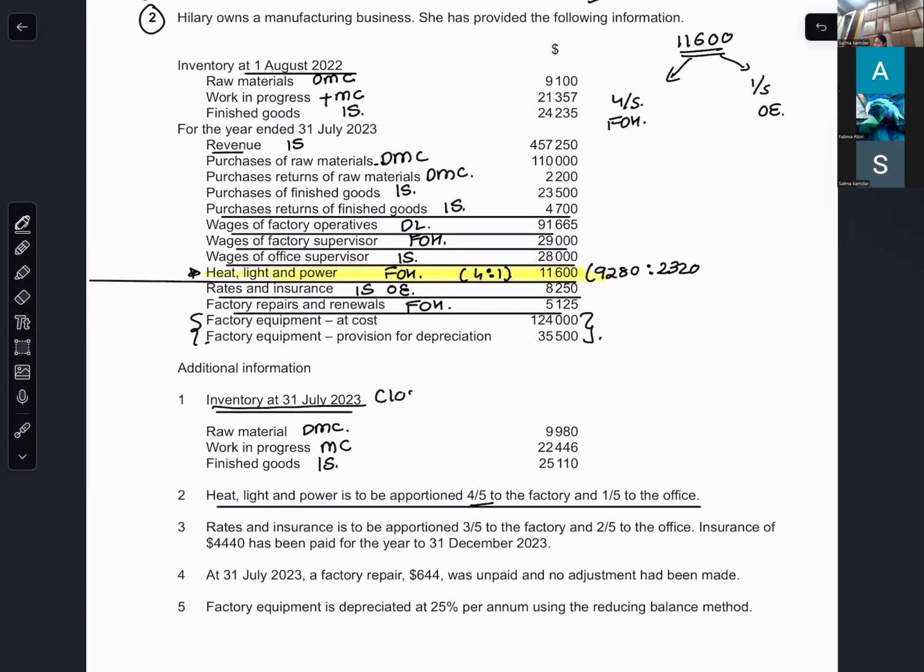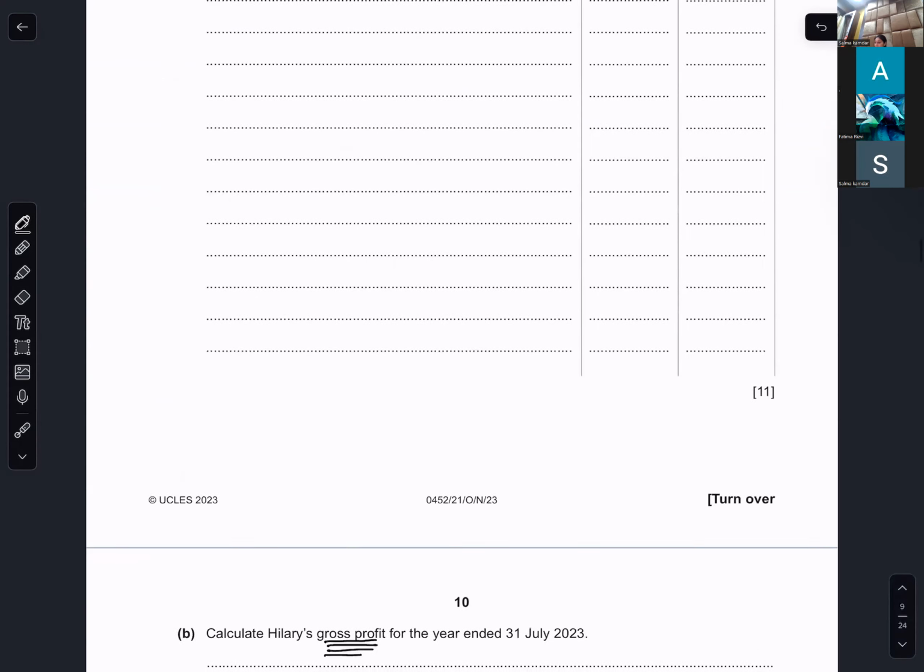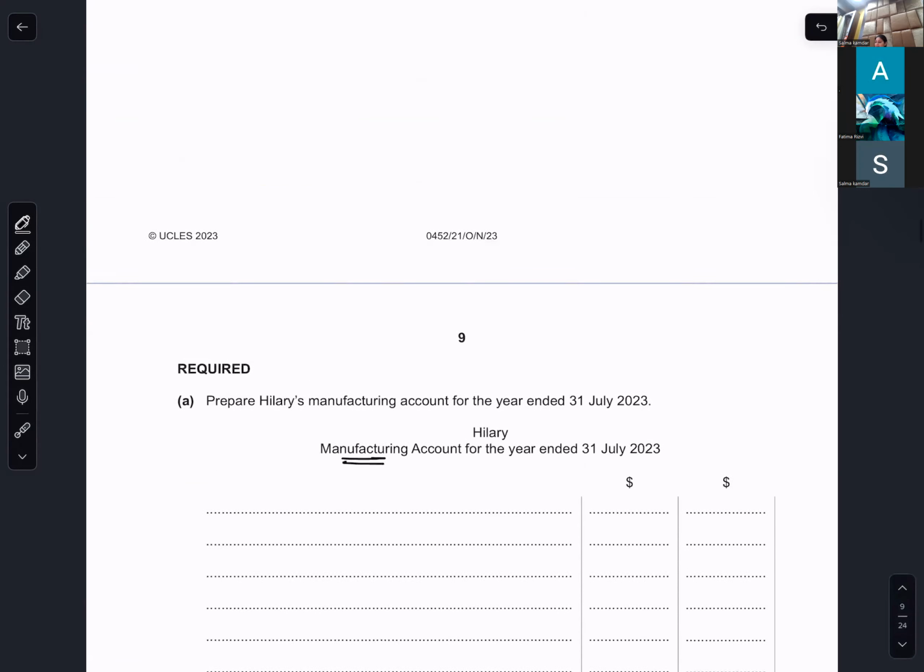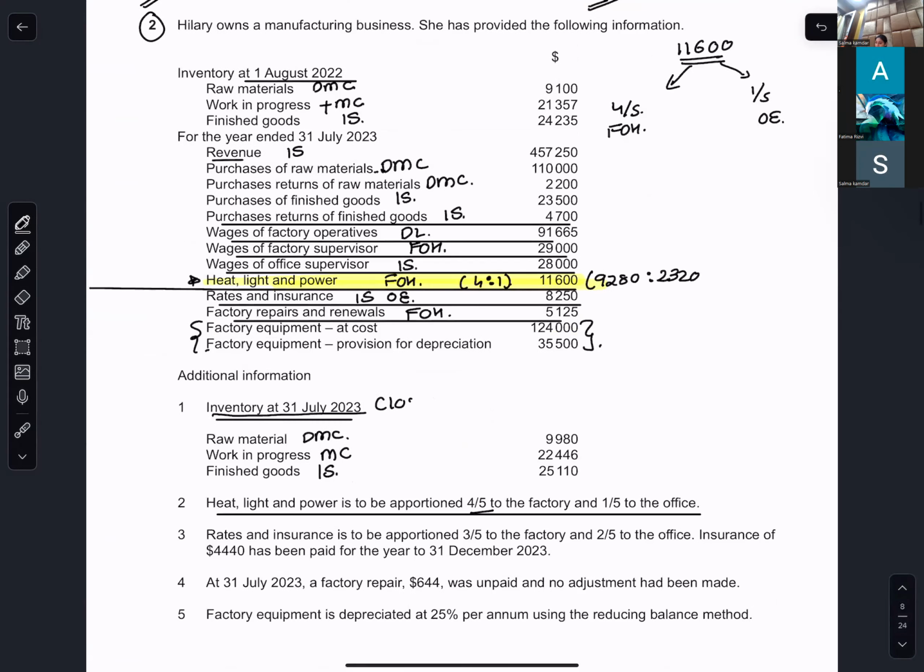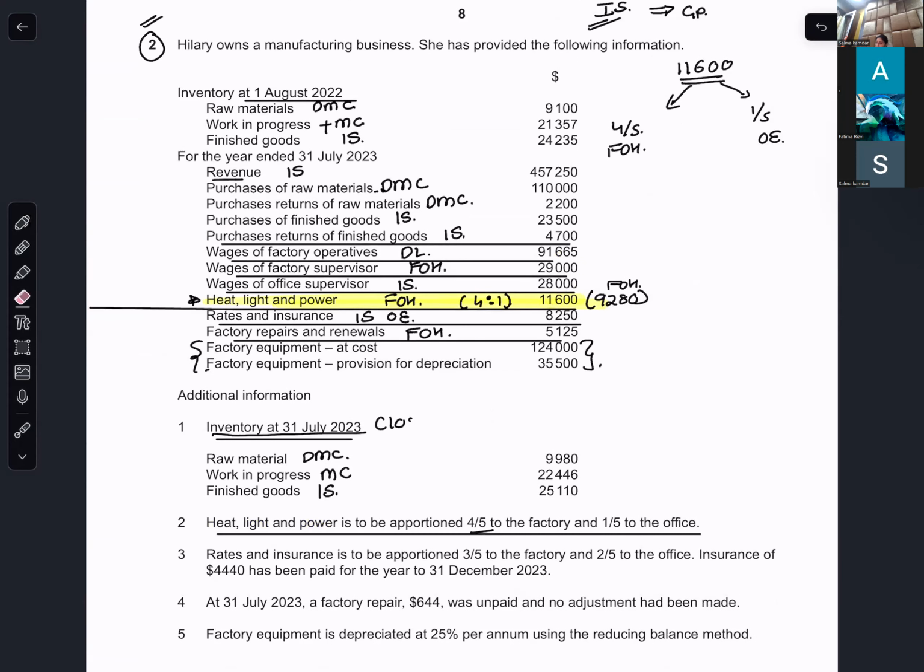Do we need to make the income statement? We are asked to prepare only the manufacturing account and to find the gross profit. So do I need to go up till the income statement? No, you don't need to go up till the income statement. So I will do efforts only up till the factory overheads. Are you with me? Okay, fine.